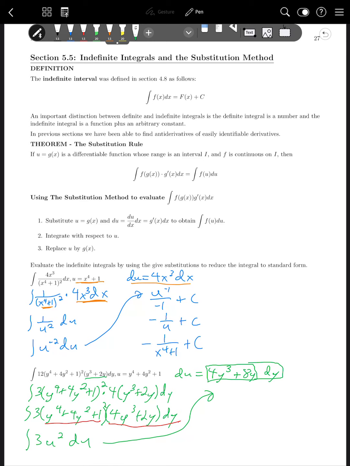And now that's an antiderivative we know how to do, right? The antiderivative of 3u squared is 3u cubed over 3 plus c. And now we can simplify and substitute back in for u. So the 3's cancel, and I substitute back in for u, which is y to the 4th plus 4y squared plus 1 cubed plus c. So there is our indefinite integral.